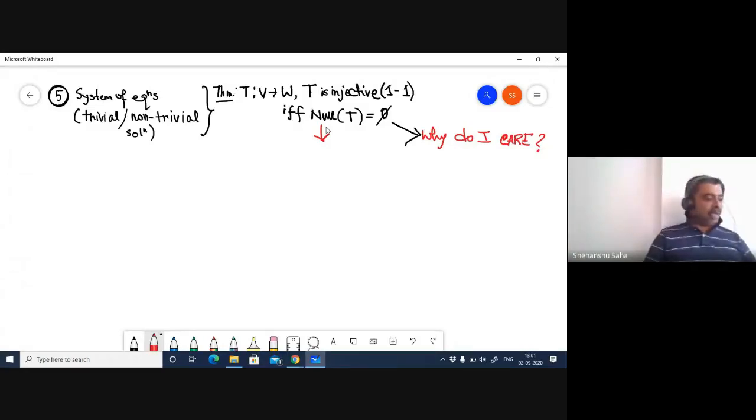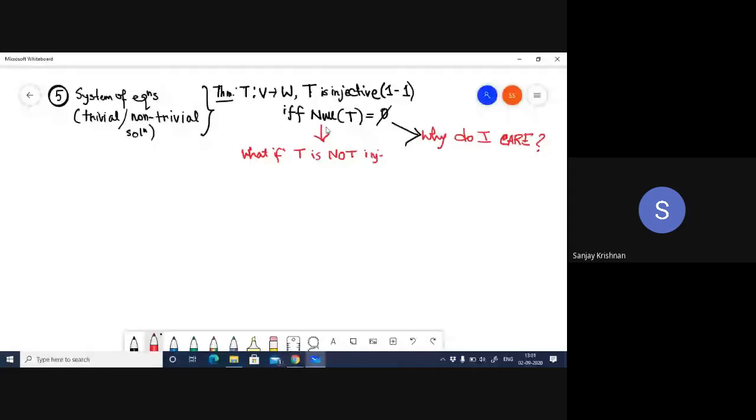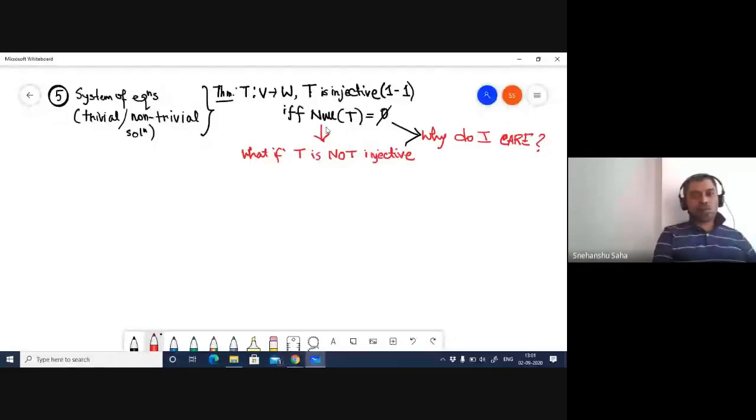That's a different course. This has some connotation in the context of systems of equations. I'll try to help you. What happens if T is not injective? Then you won't have a unique solution. Why? If T is not injective, then the null space of T is not equal to 0, right?